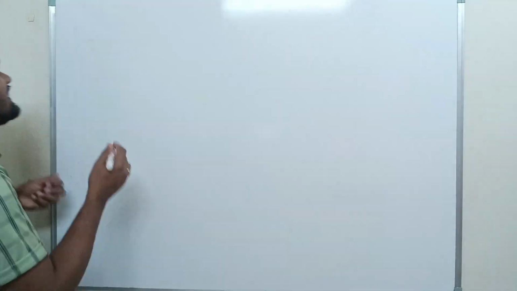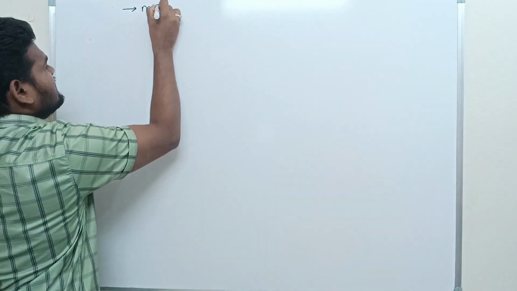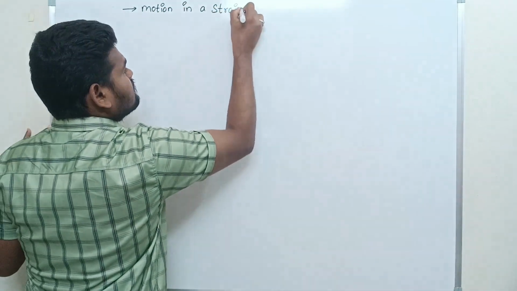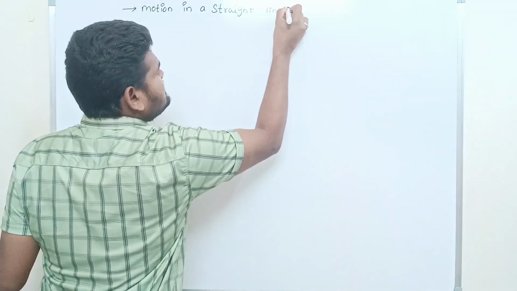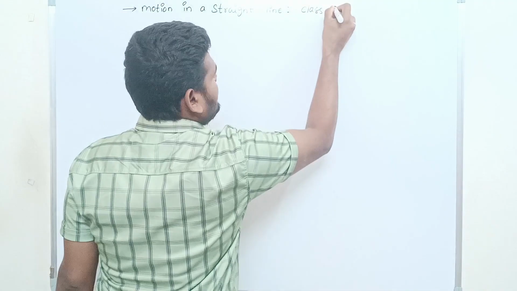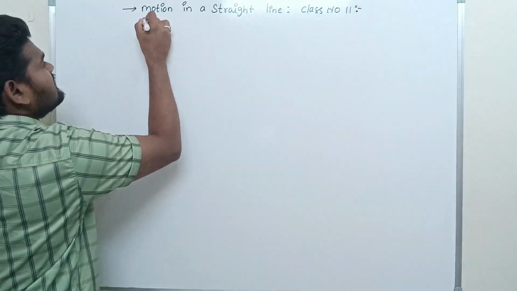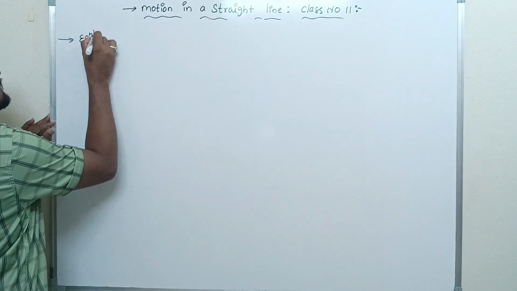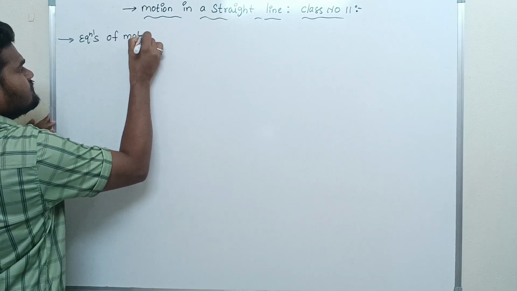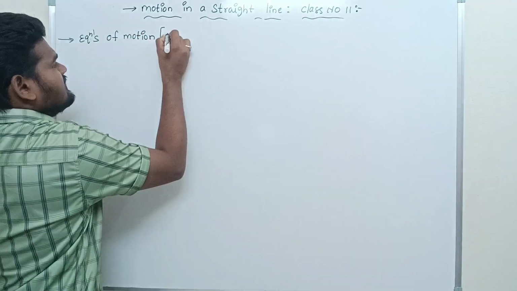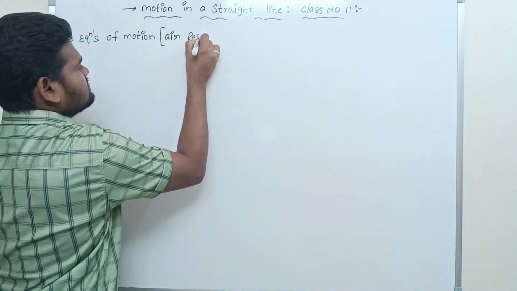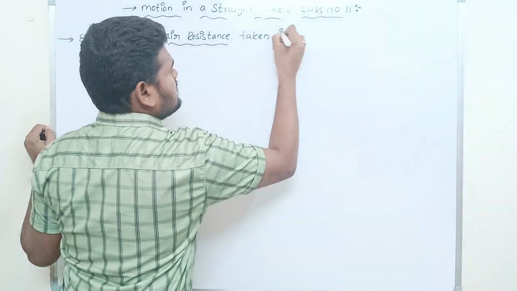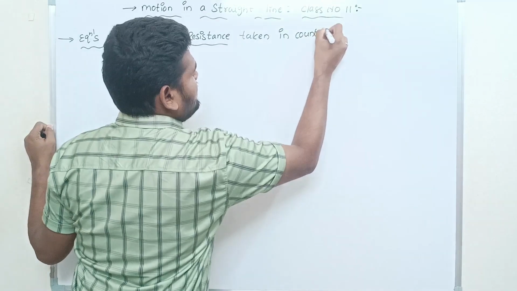So what is the chapter going on? Motion in a straight line. And what is the class number? This is class number 11. So what is the topic? Equations of motion in case of air resistance taken into account.